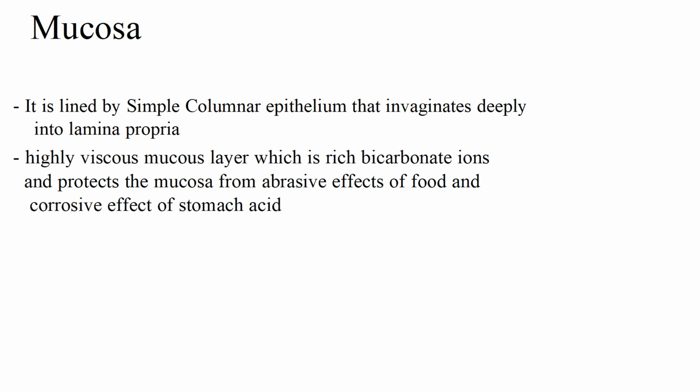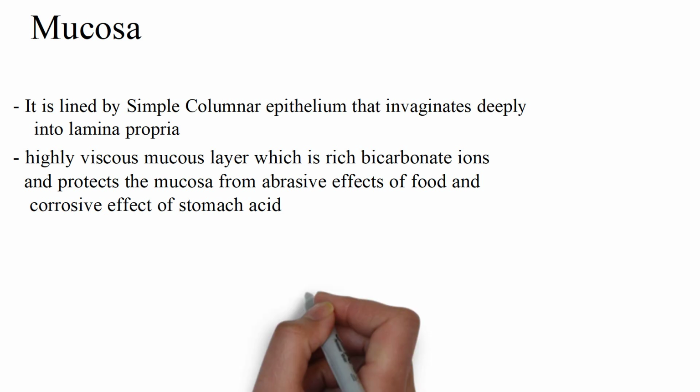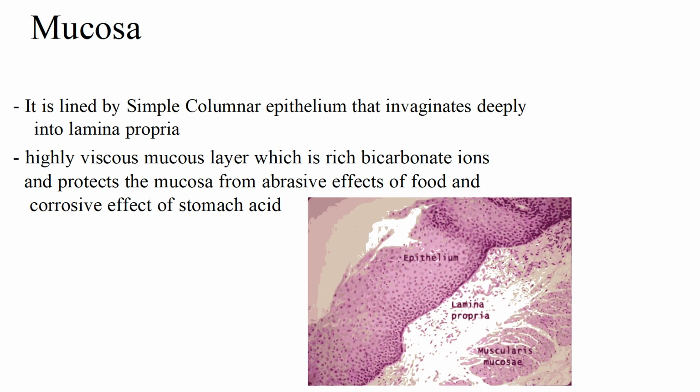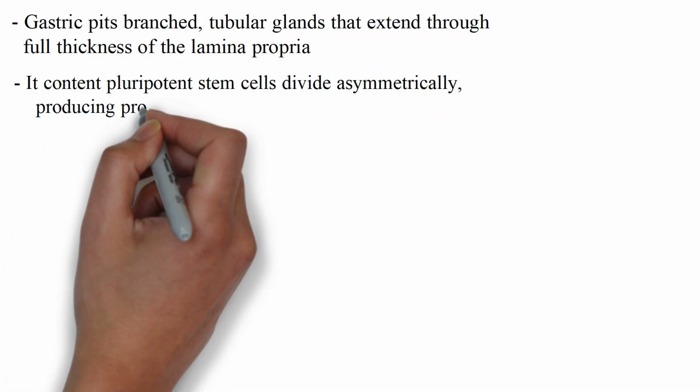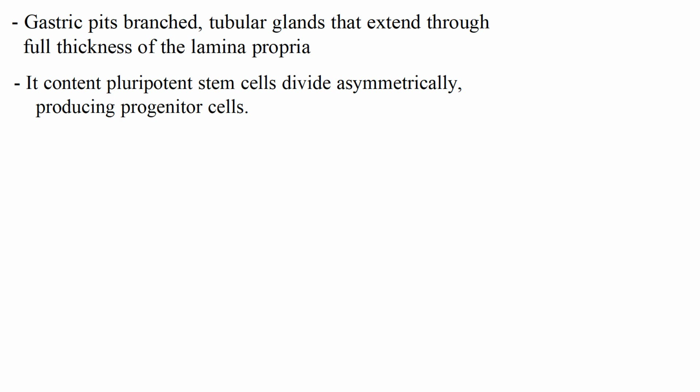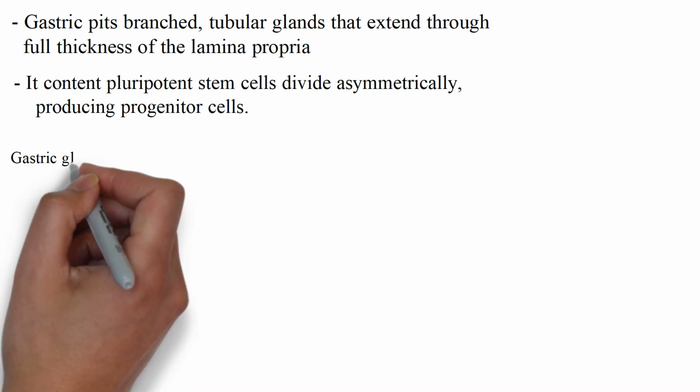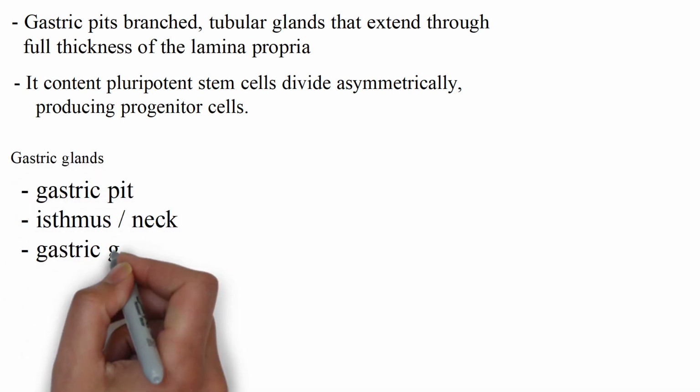Like esophagus mucosa, stomach mucosa is also divided into three parts. First is the layer of simple columnar epithelial cell. Second, lamina propria, which is made up of connective tissue and gastric pit in stomach. And third layer, which is muscularis mucosa, which is made up of smooth muscle cells. Lamina propria of the stomach consists of gastric gland, which is a tubular gland and it consists of pluripotent cells.